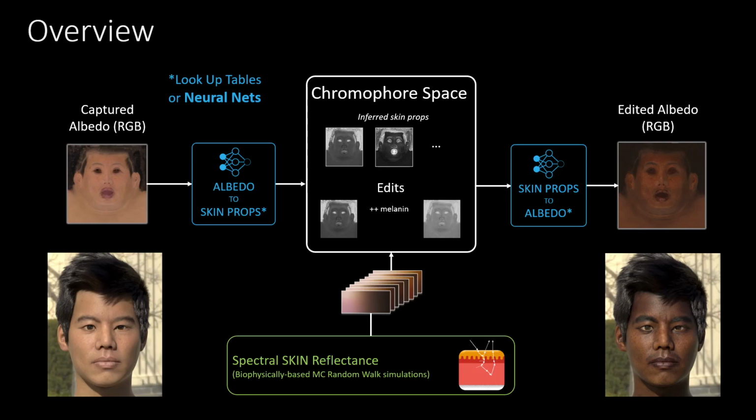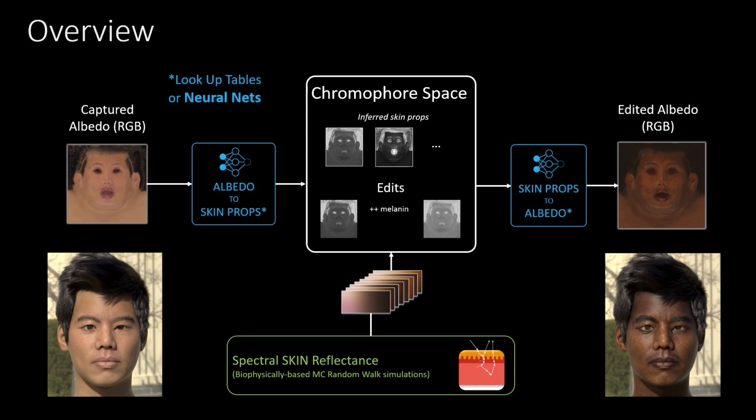In summary, we have developed a method to manipulate albedo maps in a biophysically valid space. Using the results of a spectral Monte Carlo simulation, we project albedos back and forth to densities of skin properties, for instance melanin and hemoglobin. For example, you can see how increasing melanin content fivefold results in a darker skin albedo.